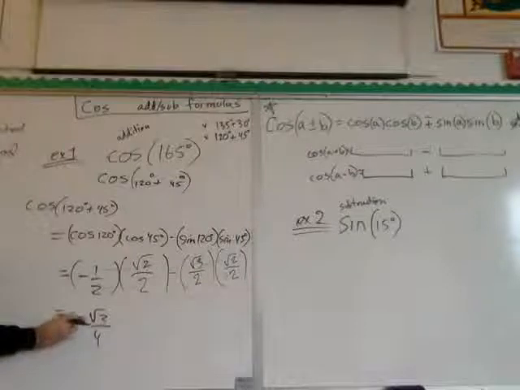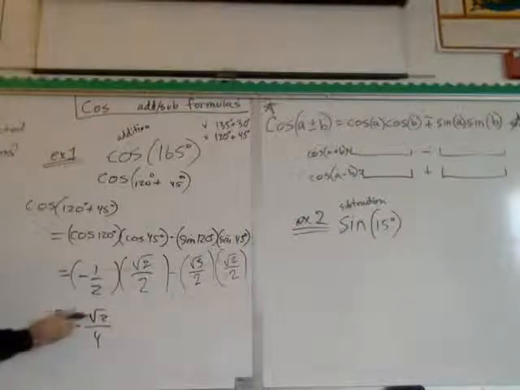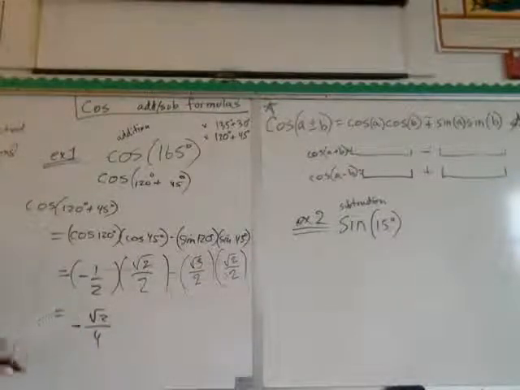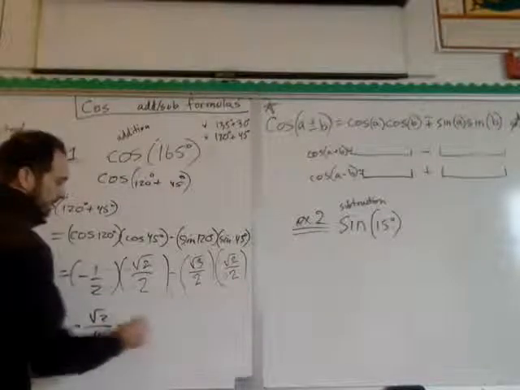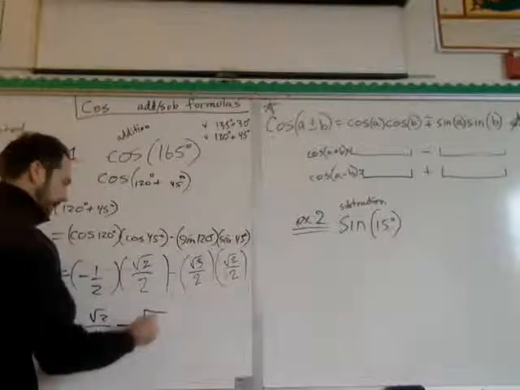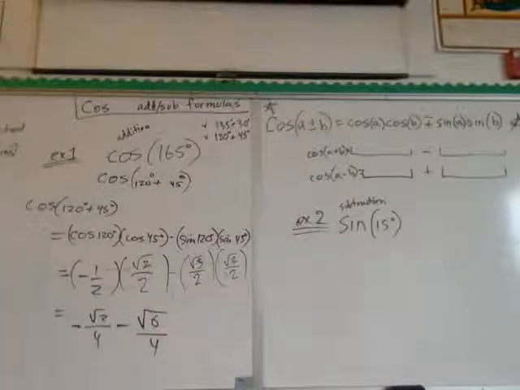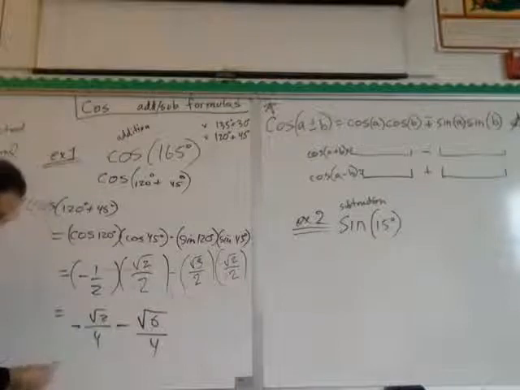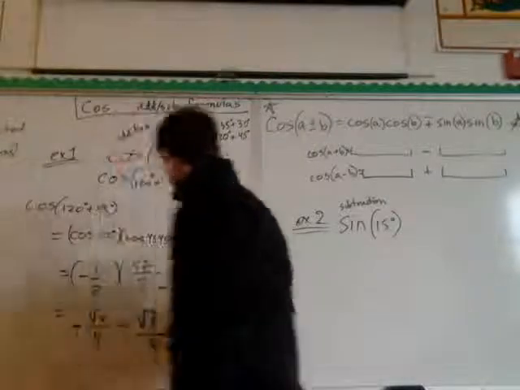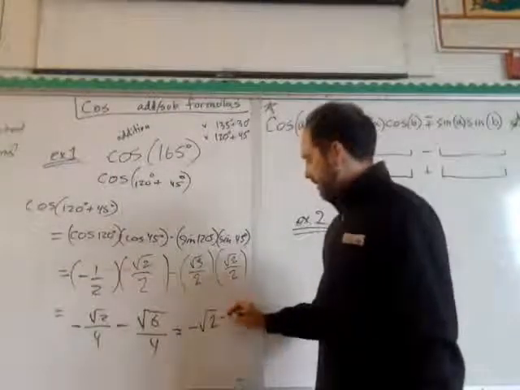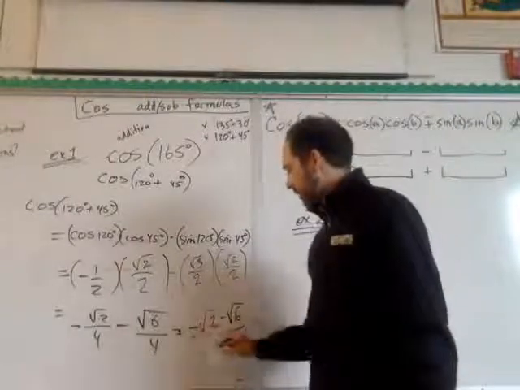Negative root 2 over 4. And over here, we're going to get minus a root 6 over 4. Looks similar, right? And the answer is going to look similar to yesterday because, again, those ordered pairs have limited variety in it. Equals negative root 2 minus root 6 over 4.